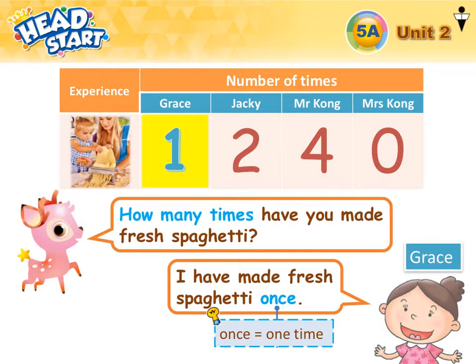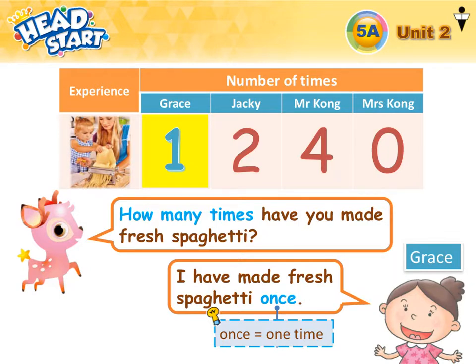Look at the table here. We are talking about experience. Remember in the last video when we talked about experience, we have to use present perfect tense because you're counting how many times that you have done something from 0 years old until now. Okay, look at here. The first question. How many times have you made fresh spaghetti?